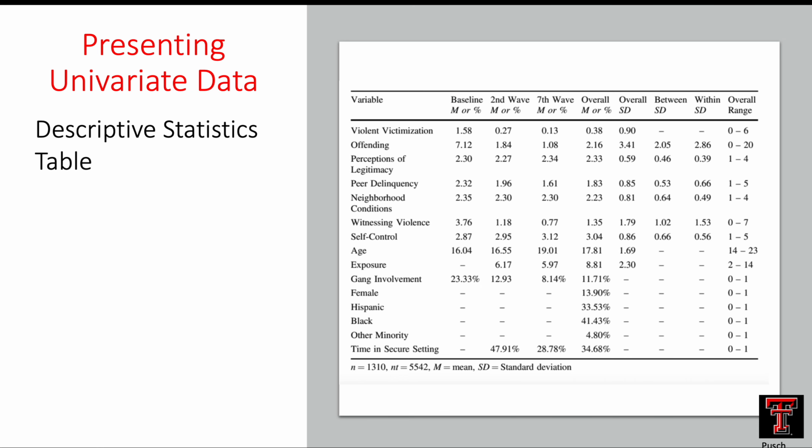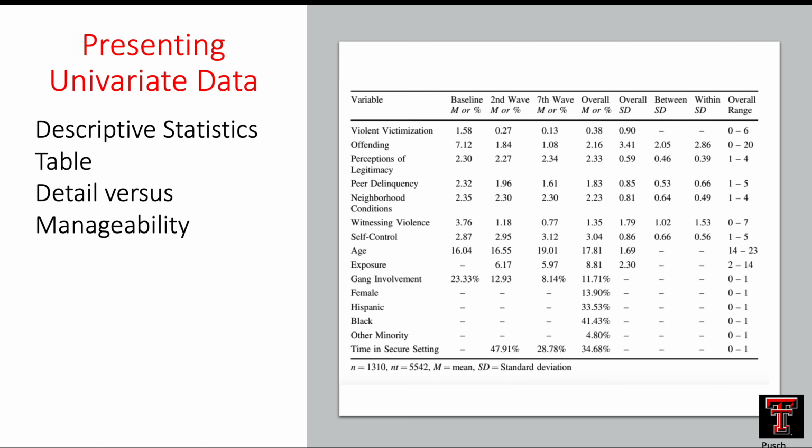Okay, so presenting univariate data. A good thing to use is a descriptive statistics table. This is an example of one that I did in a research project. So this gives all the information nicely there. You don't have to spell it out again when you're doing your results section. Just present this table.